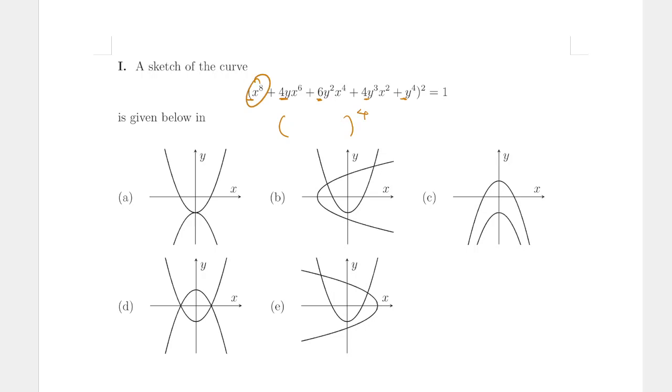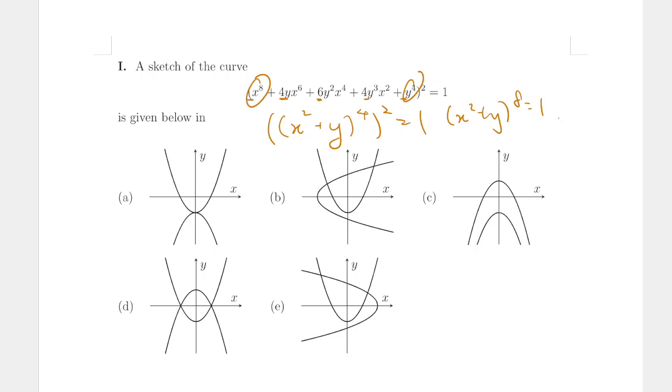So the first and the last terms give you hints as to what the terms are, right? So x^8, that means it's x squared. y^4, that means that's y, right? That exactly gives you that expansion there. So this, squared, equals 1. Cool. Okay, so therefore what do I have? Then I have (x squared plus y)^8 equals 1.